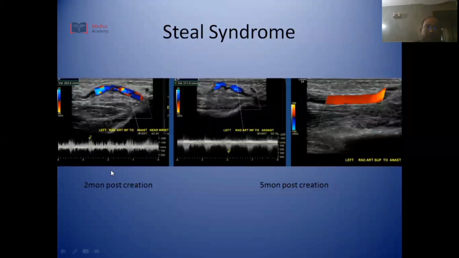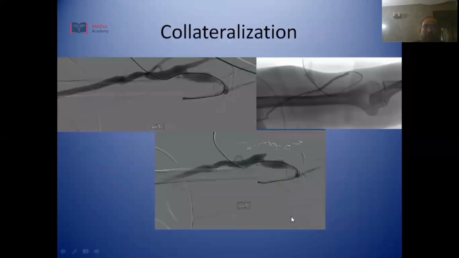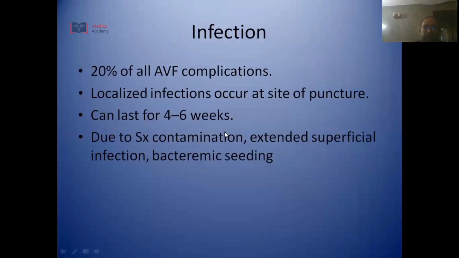So this is an example where 2 months after the creation, the flow is normal, and 5 months after creation, there is reversal of the flow, whereas in the arterial side at the anastomosis there is normal flow. So this is a case of steal syndrome. There can be collateral vessels which can develop, as you are able to see, there are small vessels which have developed because of the stenosis or thrombosis around the graft.